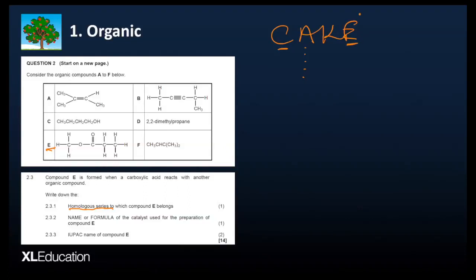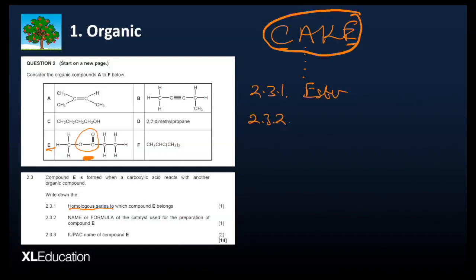So if you do know each and every functional group, then it will be easy for you to identify this one. The functional group of this one is this. In this case, this one is an ester. So the homologous series to which E belongs is an ester. We are all familiar with esters; they are part of our daily life, right?